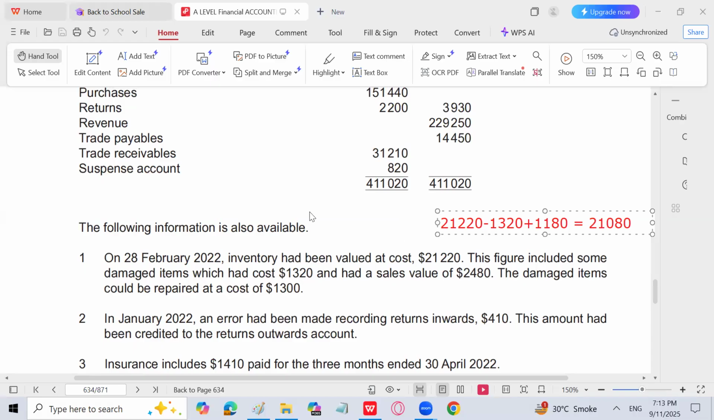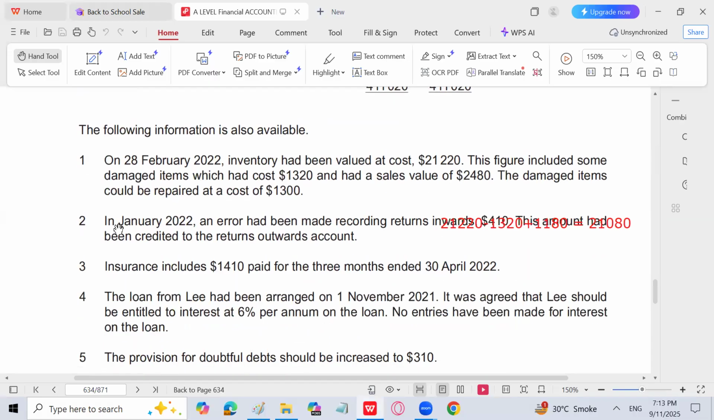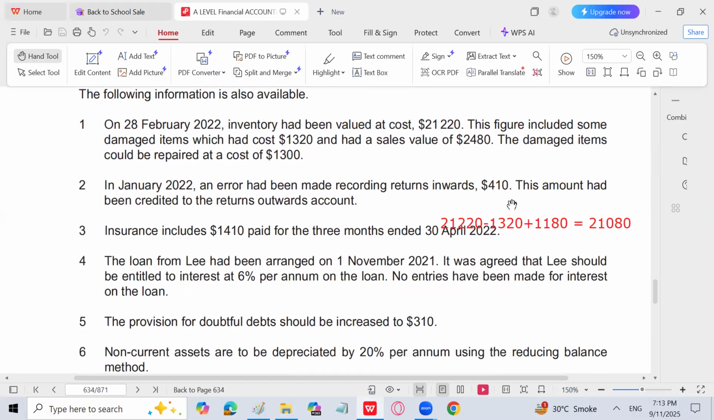Let's move forward. In January, an error had been made recording return inward 410. This amount had been credited to the return outward account. So that is the proper statement of rectification of error, which is very easy. Let's go and pass the entries. We are supposed to debit return inward. So let's go for the entry first.